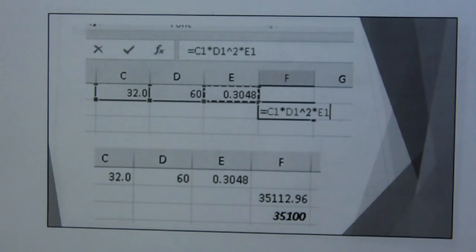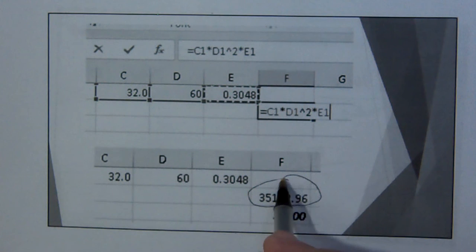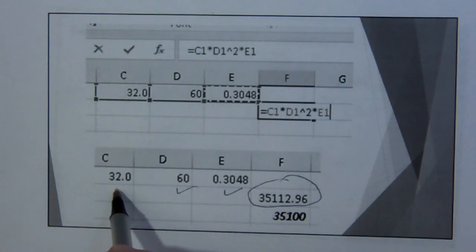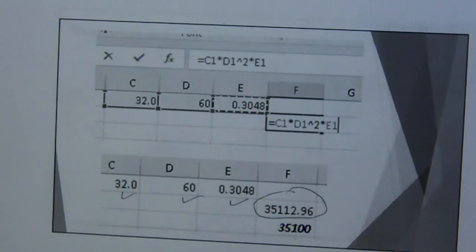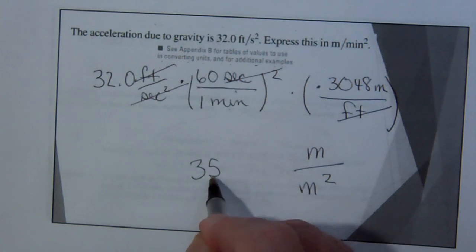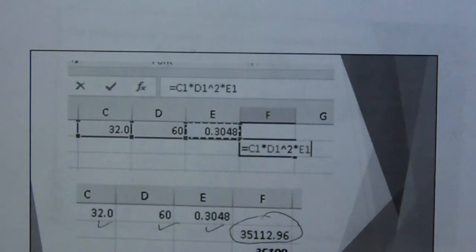So when I do that calculation, I get this number. But then I have to realize that this number was exact, this number was exact, but this number was approximate and has 3 significant digits, so I have to turn this into 3 significant digits like we did in the previous chapter, and so the answer is going to be 35100, and that's going to be the answer to the problem that we started on the previous page.